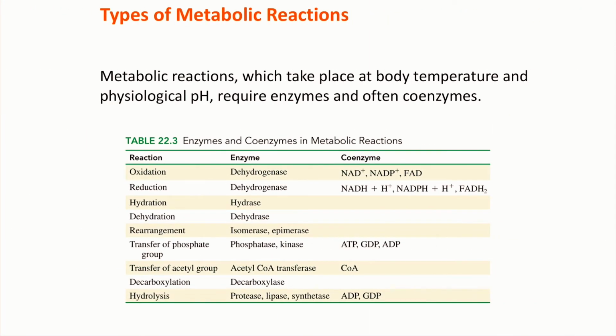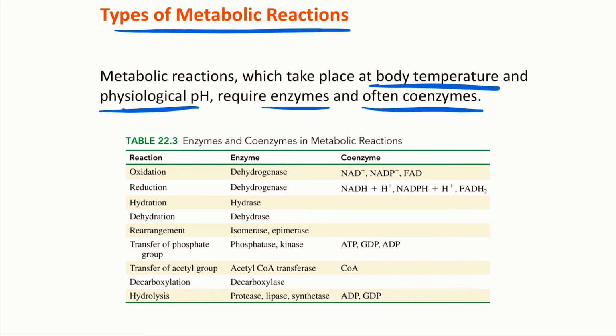So what are the types of metabolic reactions? The metabolic reactions which take place at body temperature and physiological pH always require enzymes and often coenzymes. Remember that enzymes are the ones that change the rate of reaction, and coenzymes are the ones that assist the reaction and move the molecules around easily for the reaction to occur.